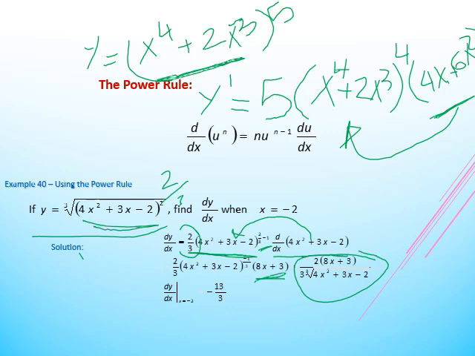We can ask what is the derivative of this function when x equals negative 2. Here you substitute each x by negative 2 and calculate it simply.